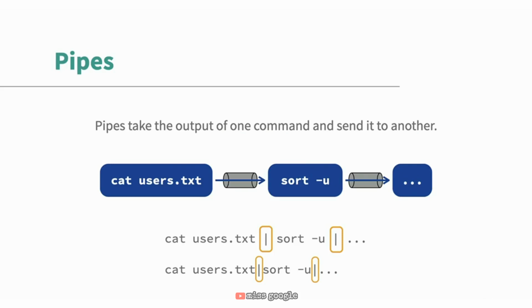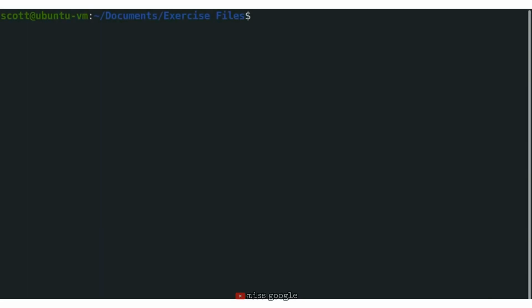Let's take a look at using pipes at the command line. To do this, I'd like to introduce a few more commands. The first is echo, which prints out whatever text you give it as an argument. For example, I'll write echo hello, and the echo command replies with the text that I've provided.